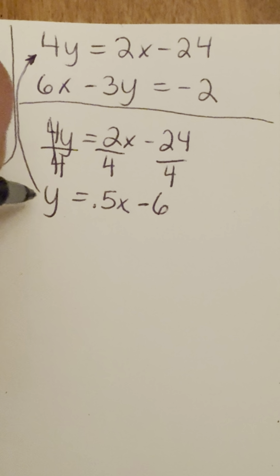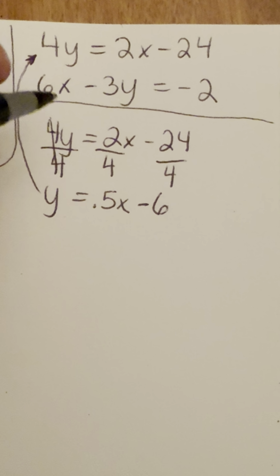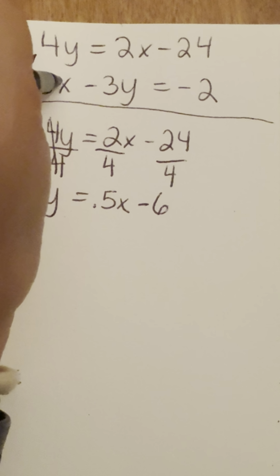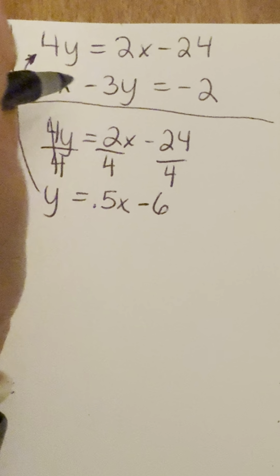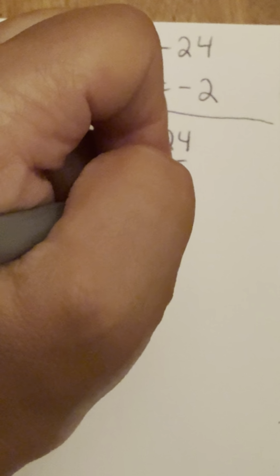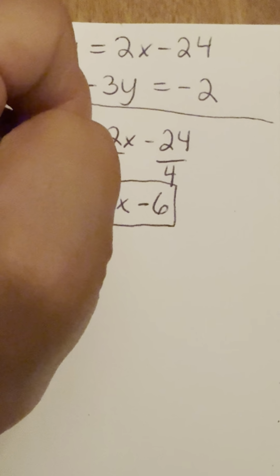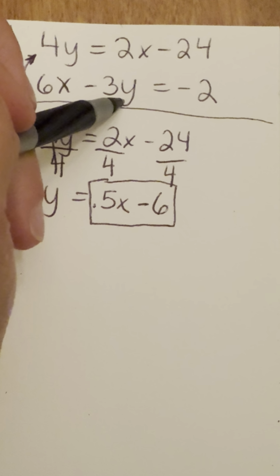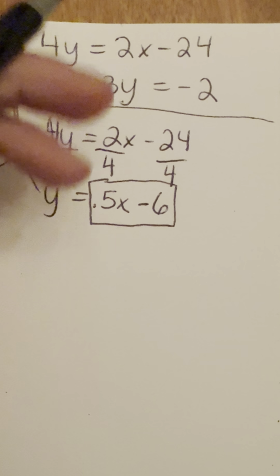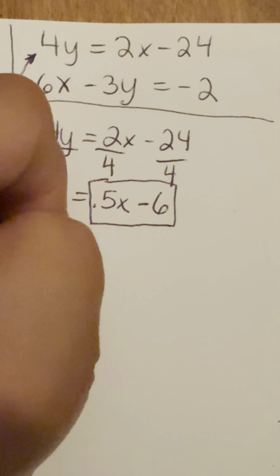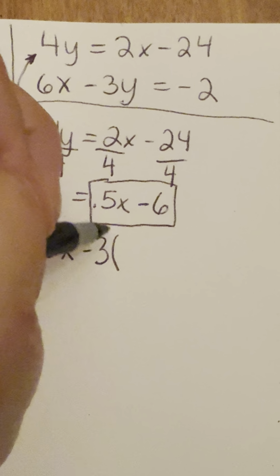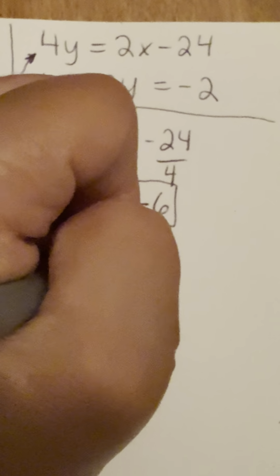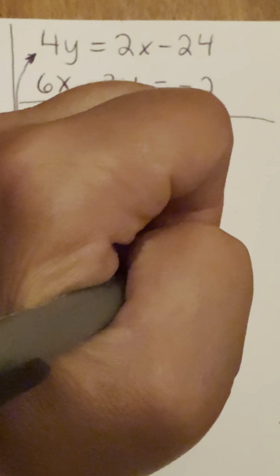Okay, so I changed this around, and now it's a little bit different. Now, with the second equation, where y is, right here, this is the spot we're talking about, we're going to replace the y part with this. Everything else is going to be the same. We're just replacing the y. So we're going to have 6x minus 3, but instead of writing y, I'm going to put in parentheses this boxed in piece, 0.5x minus 6, and then it's equal to negative 2.